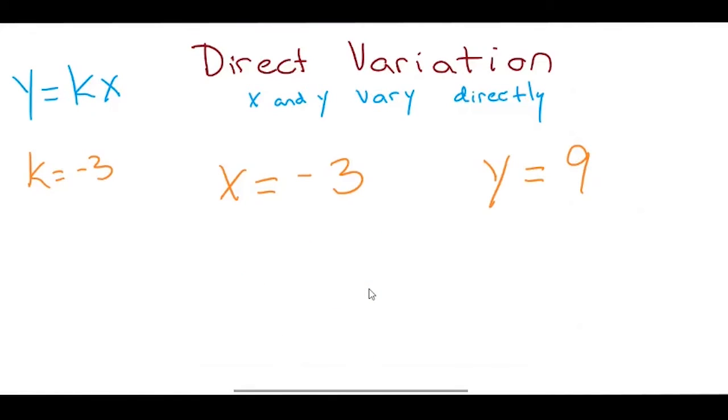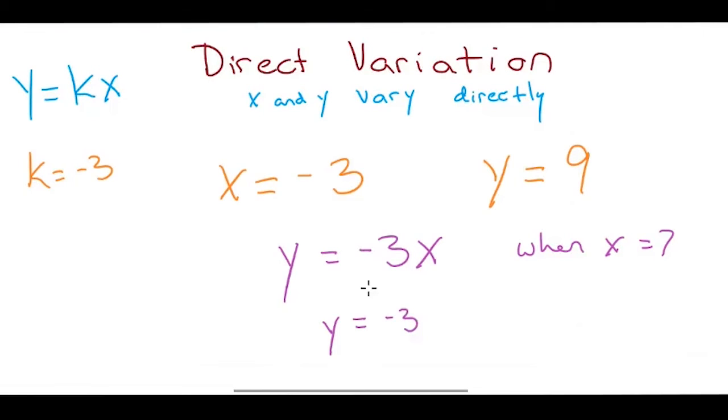Now I need to rewrite my equation. So I will write that as y equals -3x. Now let's say they want us to solve this for when x is 7. So all I do is rewrite this as y equals -3 times 7, which is negative 21.